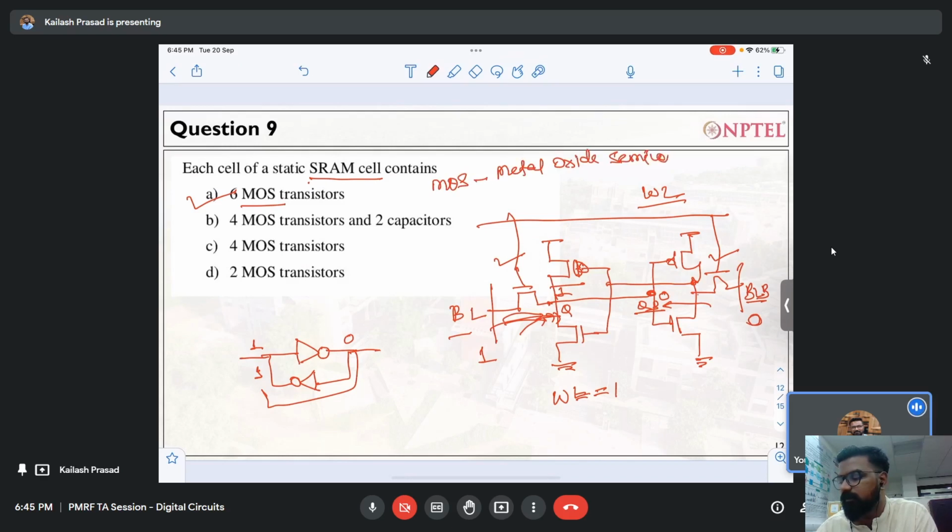Everybody agrees? Everybody is fine with this? We have discussed two cells, one dynamic random access memory cell, another static random access memory cell.